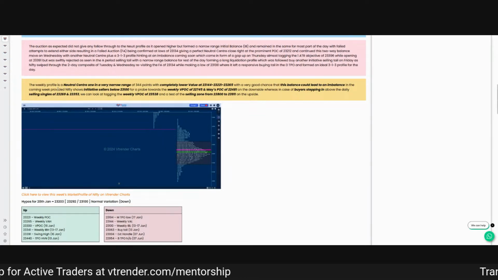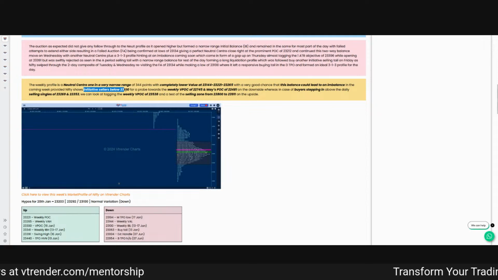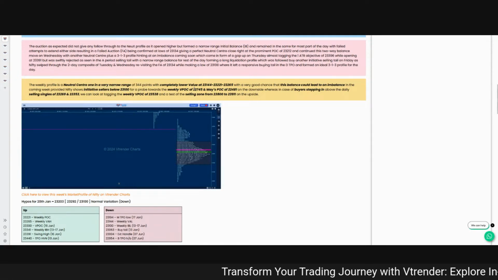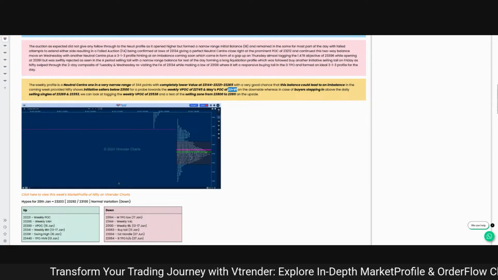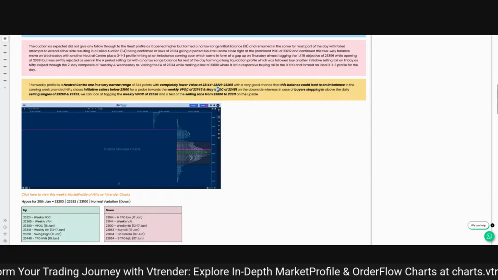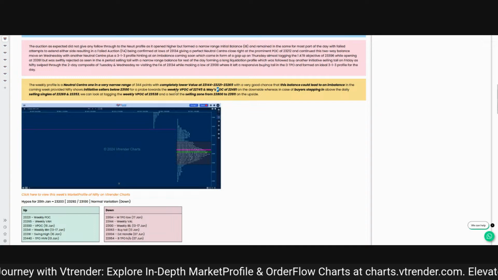So what we needed was either we get initiative sellers below 23,100 for a probe lower towards this weekly VPOC of 22745 and May's monthly POC of 22481. These are the probable targets on the weekly time frame on the downside.